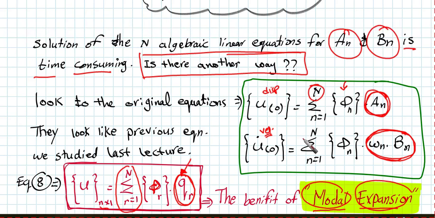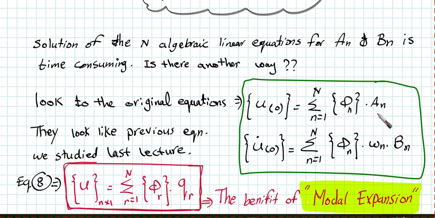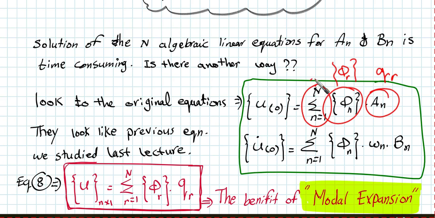We have everything here. It is as if we are talking about qr here. This is phi n, which is like the phi r, and the summation here is the same as the summation there. And this is u node, the displacement vector at the initial condition. It is known for us.